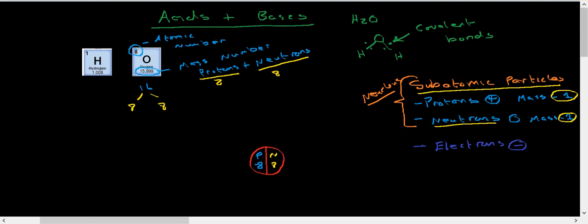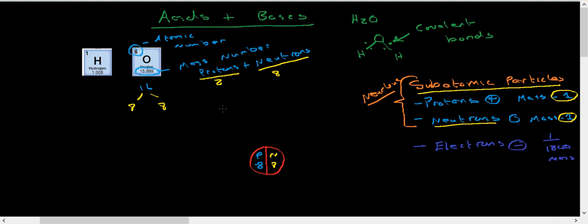1 over 1840. So it's about 1 over 1840 of the mass of a proton or a neutron. So it's a tiny fraction in relation to the mass of a proton or a neutron. So again, it's almost negligible.